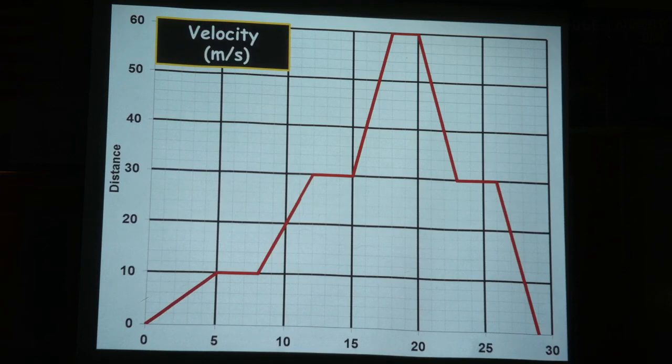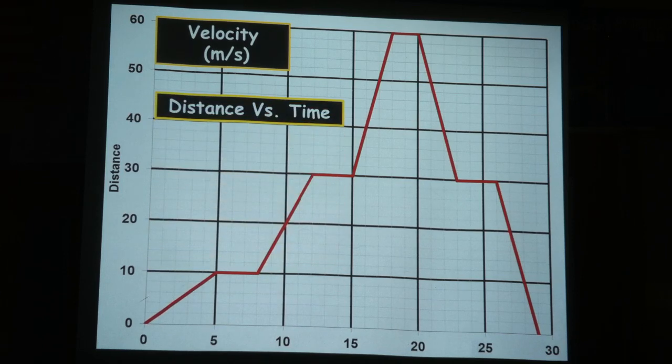A distance time graph is something that calculates velocity. This is not a velocity time graph. This is a distance time graph. But as you'll see, when you see the first line going from 0 to 5 seconds, going up from 0 to 10 meters, the meters over seconds, the distance divided by seconds, is actually velocity. So it's going to be distance versus time.